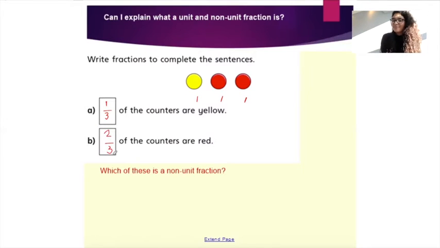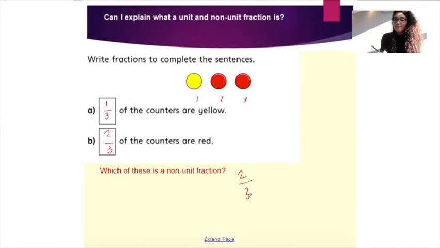2 out of 3, because 2 of the counters out of the 3 counters are red. Now, which one of these fractions is a non-unit fraction? Which one? 1 out of 3 or 2 out of 3? Which one would you say is a non-unit fraction?